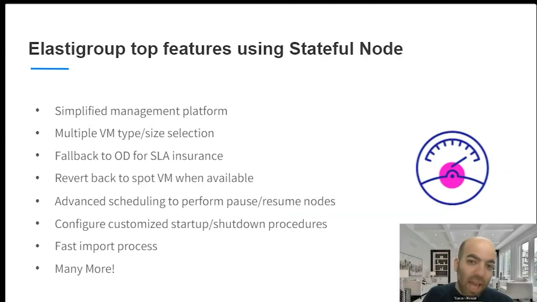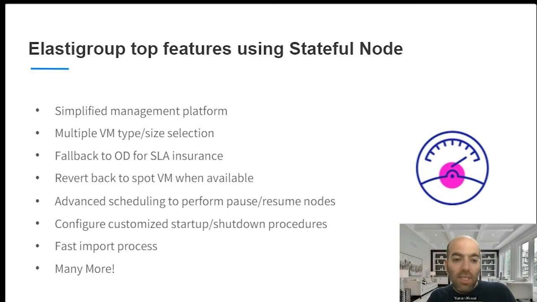So on top of having stateful node, you actually gain Elastigroup's top features when you're using stateful node. We provide the customer with multiple VM types and size selection, an easy and simplified management platform, which we will see in a second, advanced scheduling to pause your instance during off hours in case you want it to be shut down, automatically bring it back online during on hours, and a fast import process. And I think the most important thing to mention here is the automatic fallback to on-demand when there is no spot capacity, and the revert back to spot when the capacity is back online.